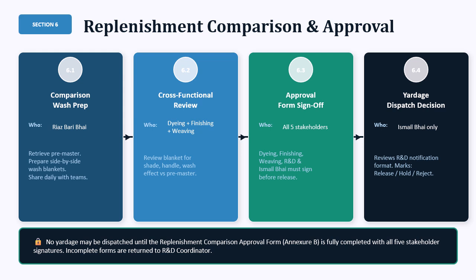Step 6.4, assistant manager sampling stock receives a structured notification from R&D summarizing the comparison results and recommendation. Based on this, he makes the final decision: release, hold, or reject. He logs his decision with a reason and date. The rule is absolute: no yardage moves without the completed and signed form. Incomplete forms come back to R&D.